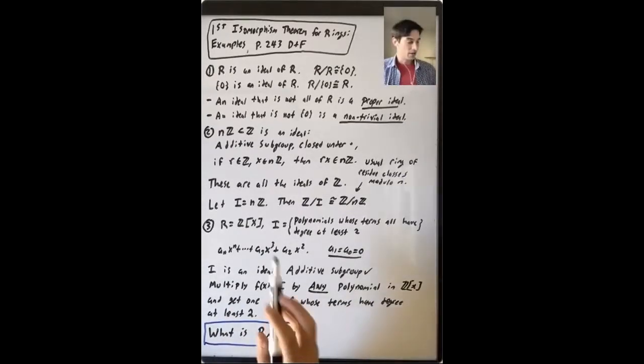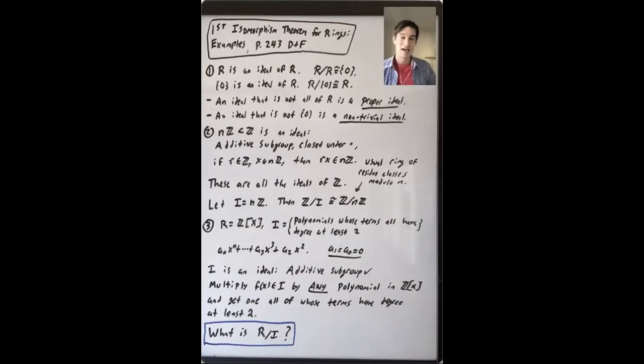All right, so here's a ring, here's an ideal. What is the quotient ring? So I'm going to pause and erase, and then we'll talk about this quotient.